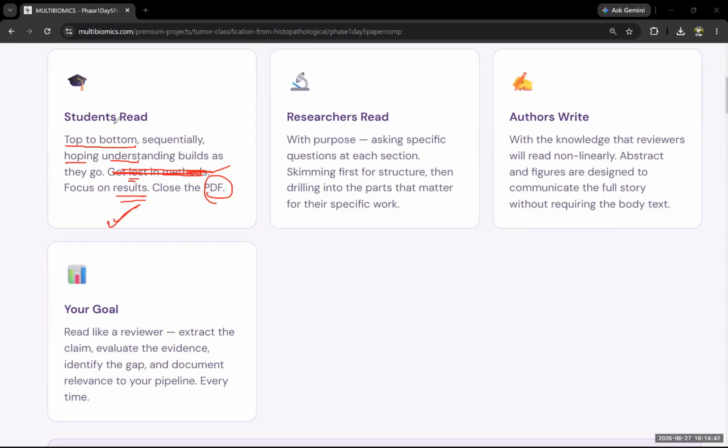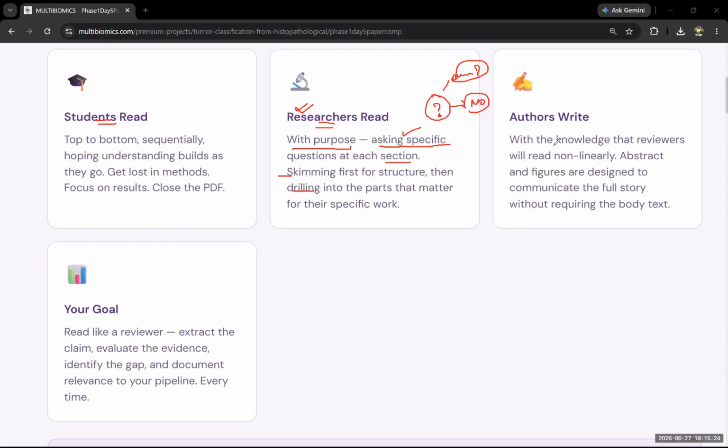A student will do this, but a researcher has a purpose. You can be a researcher at any level. A person junior to you also can be a researcher if they have mastered the paper comprehension methodology. First, you should ask specific questions after reading each section. Just create a question. What question arises in your mind, whether you have got your answer, yes or no. All those things you must evaluate. Now, skimming and drilling, all this I'll tell you later in this class itself.